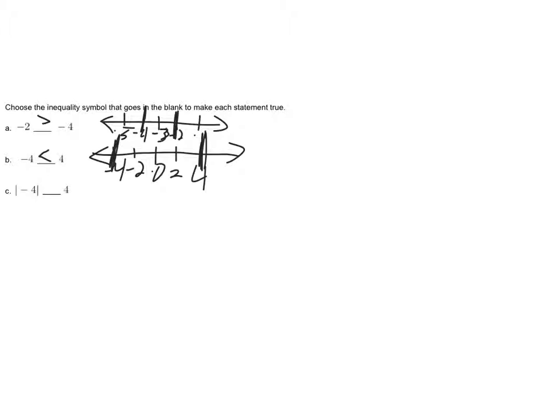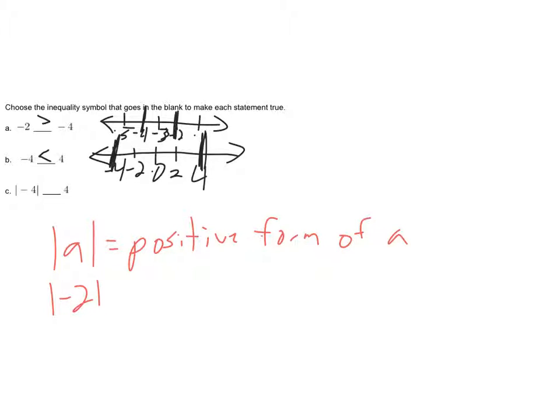Now for this last one, absolute value. When you have the absolute value of any number, what you get is the positive form of that number. So if you have the absolute value of -2, that's equal to 2. If you have the absolute value of 5, 5 is already positive, so the absolute value doesn't do anything. So really for this one, when they take the absolute value of -4, it just makes it a positive 4. So we're comparing 4 and 4 together, which would make it equal to. So those are equal because the absolute value of -4 is 4.